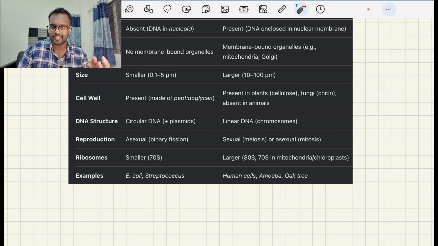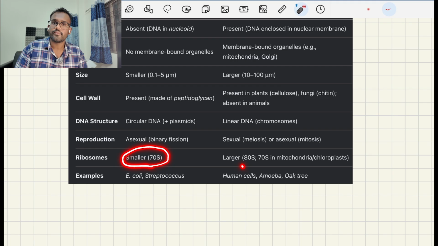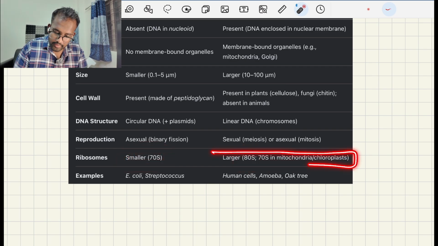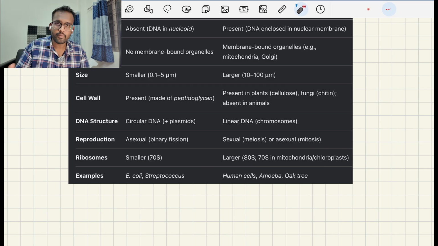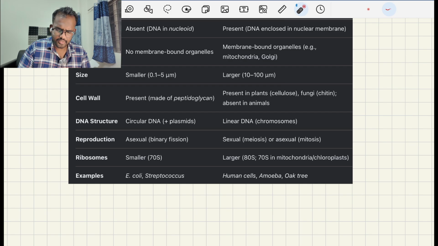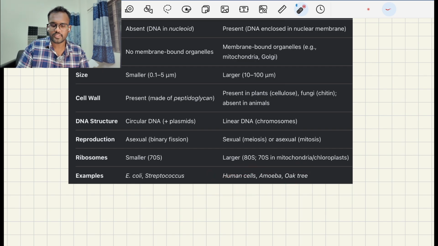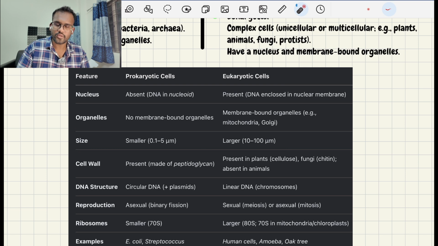But in eukaryotic cells, the reproduction will be sexual or asexual, through mitosis or meiosis. And the ribosomes in prokaryotes are 70S. In eukaryotes there will be 80S, but 70S will be in the mitochondria and chloroplast. Remember, this is very important. These kinds of questions may be asked in the upcoming exam. So remember this, very important. Examples for prokaryotic cells are E. coli, Streptococcus, bacteria. And for eukaryotic, obviously human cells, amoeba, etc. So these are the differences between eukaryotic and prokaryotic.